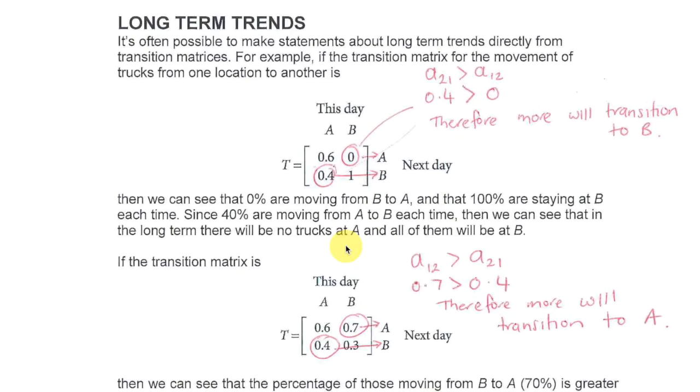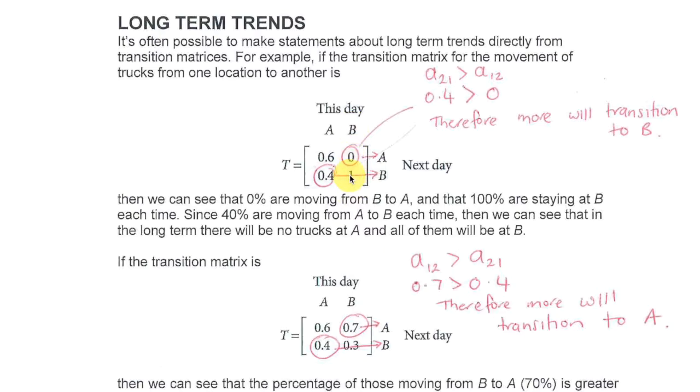The transition matrix can be really useful in determining long-term trends. So let's look at this first example here where we've got from A to B and moving across from A to B. So the 0.6 represents that 60% of whatever it is that starts at A will continue to be at A. And 40% that were at A will move across to B.